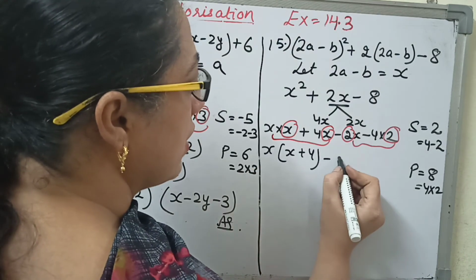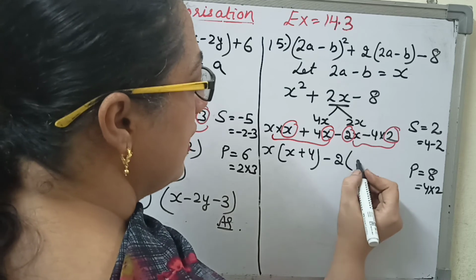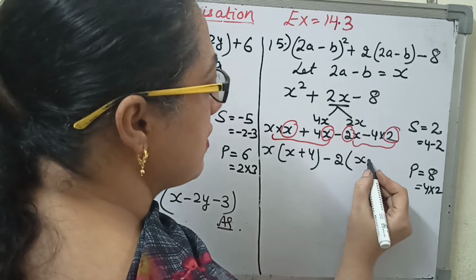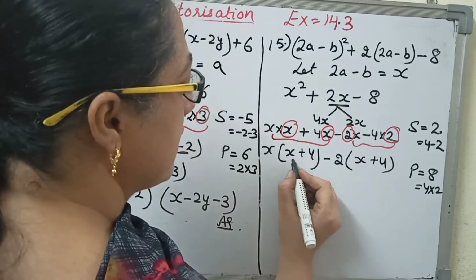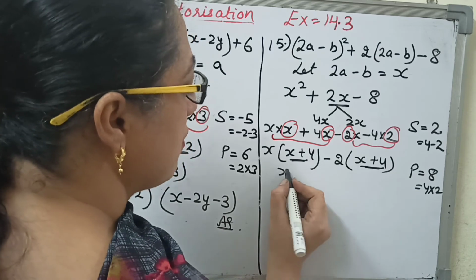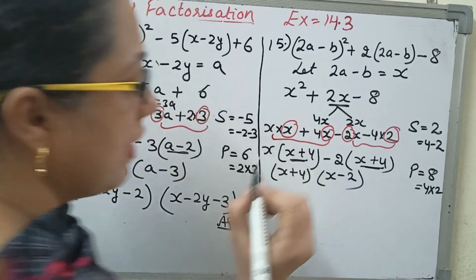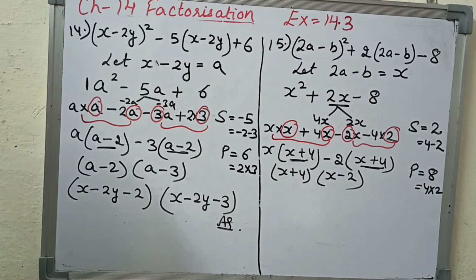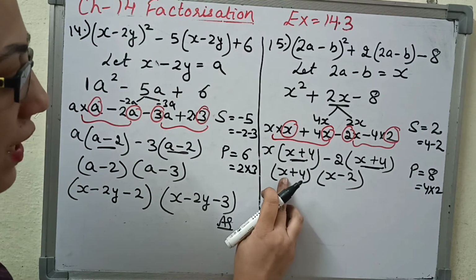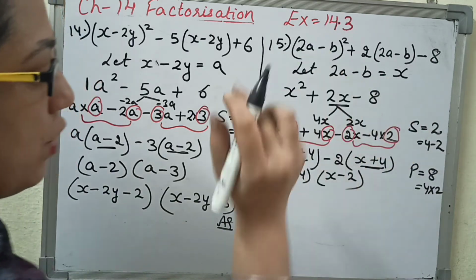From the third and fourth terms, minus 2 is written outside, and the signs inside become minus minus plus. So x plus 4 is inside the bracket. Now again x plus 4 is the same, so I take it common and x minus 2 is left. Now again put the value of x, which I take as x is 2a minus b.